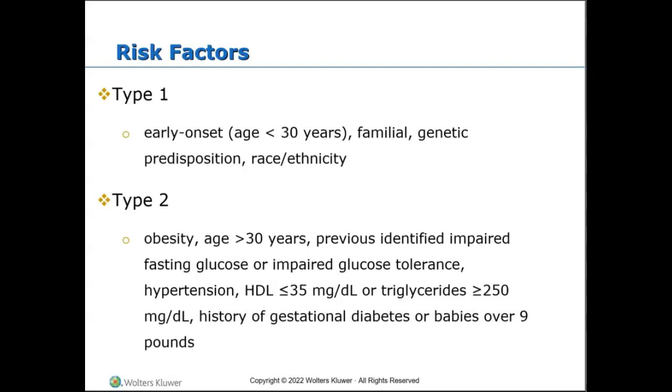Other contributing factors for type 2 include advanced age. So it starts with anybody over the age of 30, and the older you get, that increases your percentage of getting type 2 diabetes. Again, your high density lipoprotein, or HDL, is less than or equal to 35 milligrams per deciliter, or the triglyceride level is over 250 milligrams per deciliter.